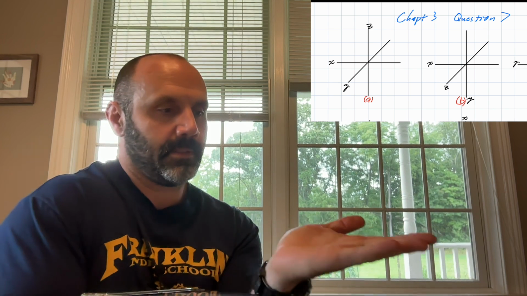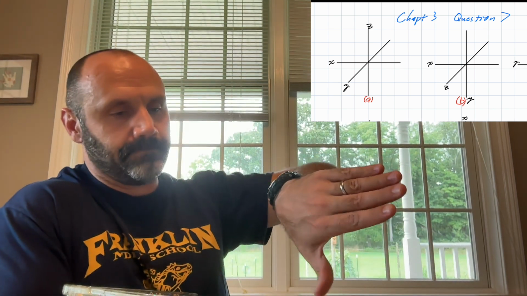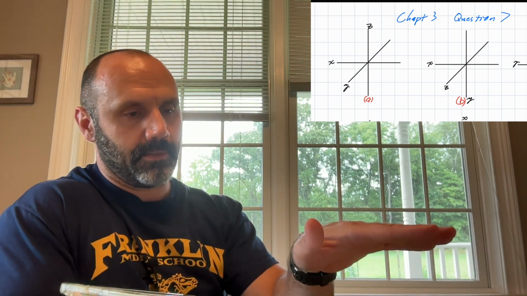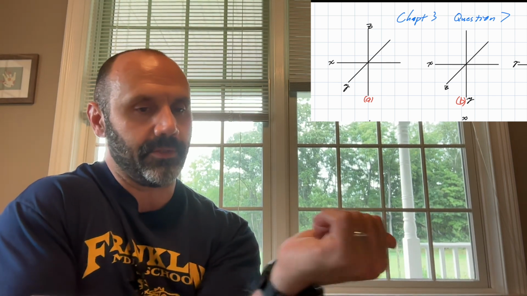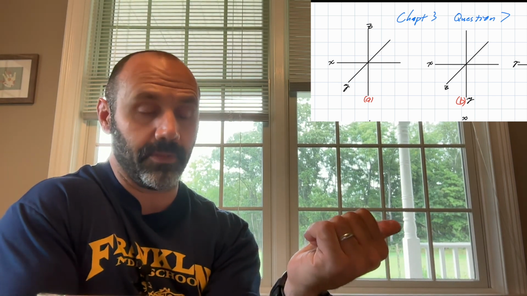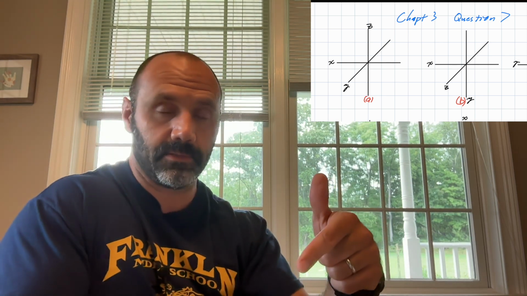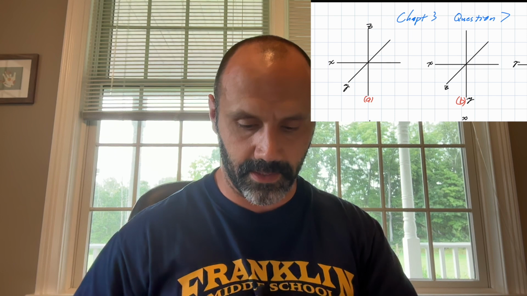Because watch what happens when I do it with my left hand. It gets a little tricky. So x is to the left, y is out of the page. So x to the left, y out of the page. And then notice now my thumb is pointing towards the bottom of the page, which is not what this is. So this is not a left-handed coordinate system, it's a right-handed coordinate system. So A works. A is a right-handed coordinate system.